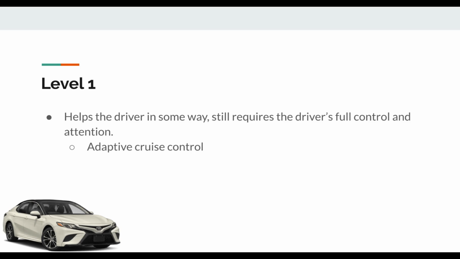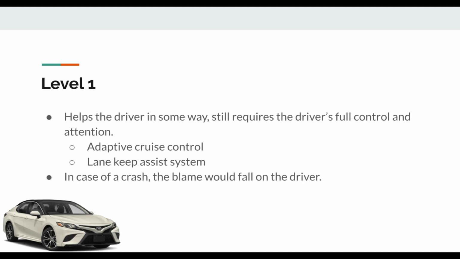Another example of a level 1 feature is a lane keep assist system. As the name implies, this system helps the driver stay in their lane by warning them when they're about to drift out of their lane. The driver, however, must still do all the driving because, again, as the name implies, this is an assist system meant to assist the driver and not do all the work for them.